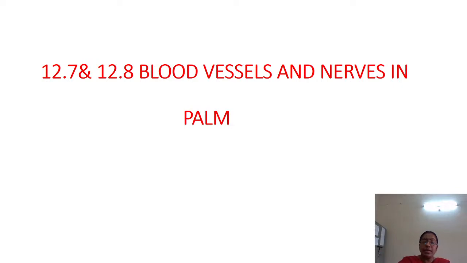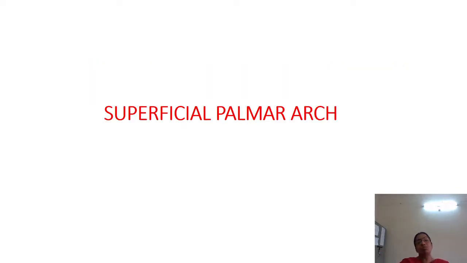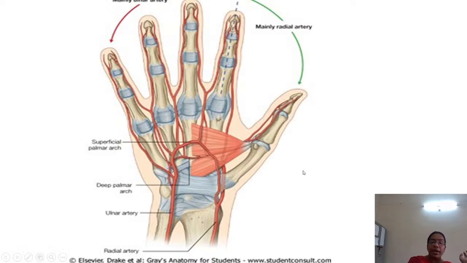The vessels in the palm form an anastomosis in the palm. This is called the superficial and deep palmar arch. The superficial palmar arch is formed by, so here it is, the superficial palmar arch that we are seeing. On the ulnar side you come across the ulnar artery, and on the radial side you will come across the radial artery.